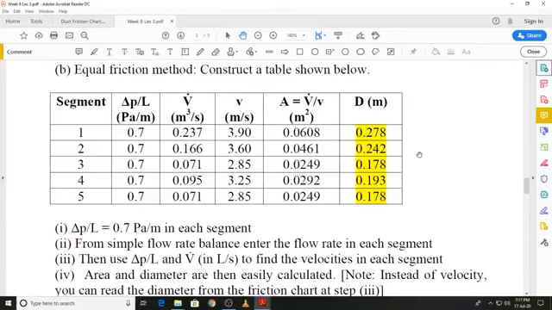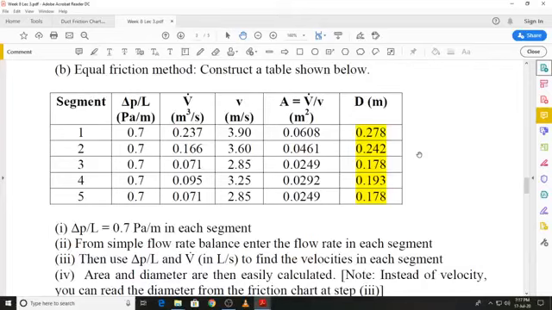The same layout will now be solved by using the equal friction method, in which the pressure drop per unit length has already been specified as 0.7 pascals per meter. So that is what we do. We can again construct a table, and the first column will be that pressure drop, and now that pressure drop will be the same for all segments in the duct layout. So I filled up that value for all the 5 segments.